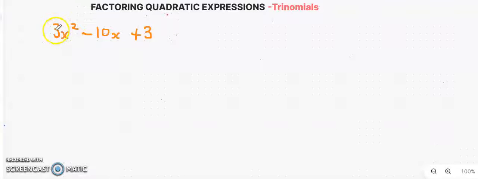But if there is a number in front of the variable, then we need to check for common factors. Are there common factors between the terms? We can see that there is 3 and 3, and 3 is not a factor of minus 10. So there are no common factors between the three terms. In that case, we go ahead and decompose the middle term. How do we decompose the middle term? We do what we call the AC method.